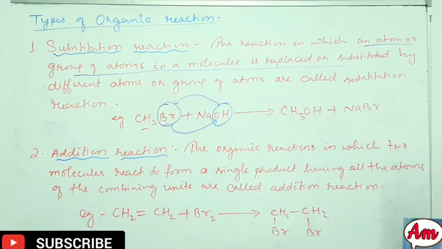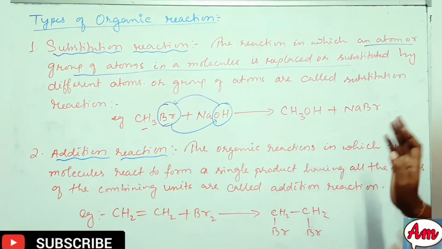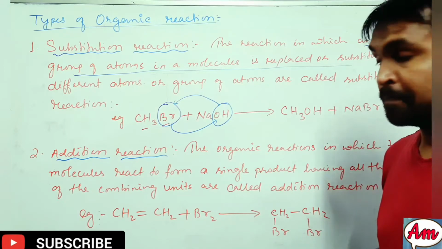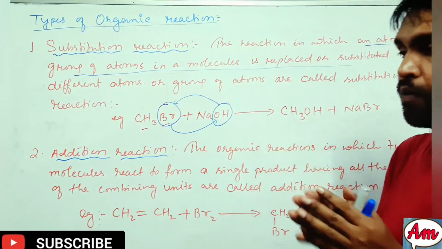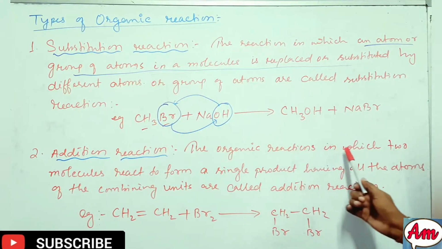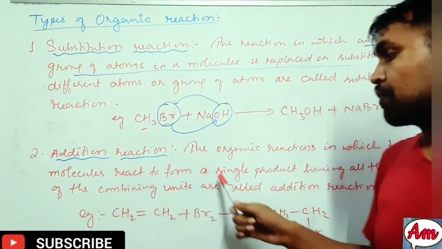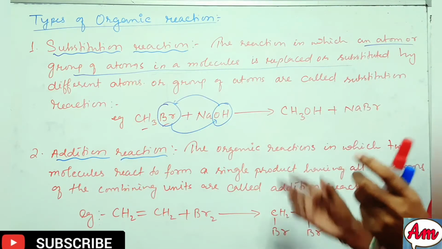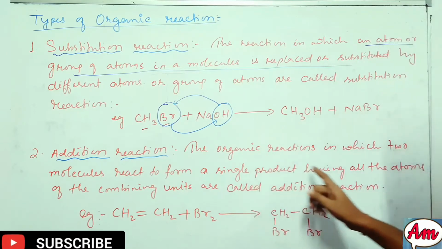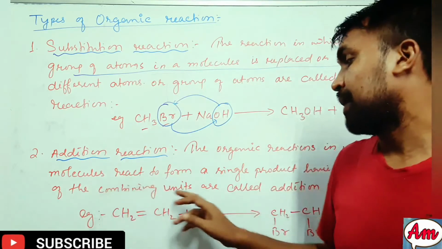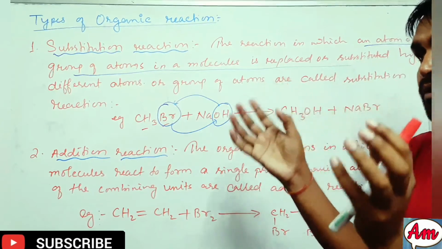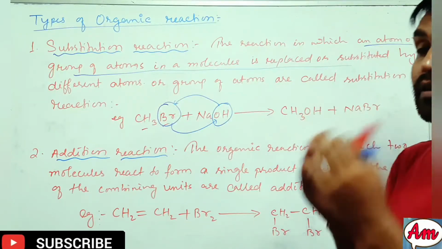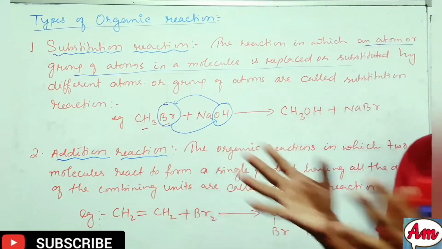The second type of organic reaction is addition reactions. An addition reaction is when two molecules react to form a single product. Two molecules will react and combine together and give us a single product, having all the atoms of the combining units. Means they are not going to remove anything. Whatever was there between the two will be there. The only difference is earlier they were two separate and now they will be together.